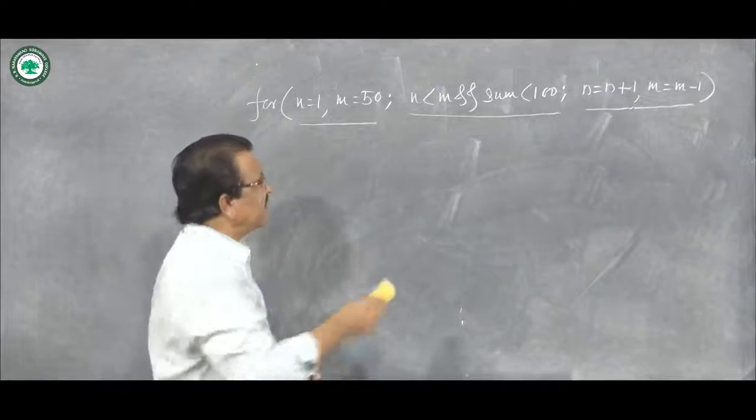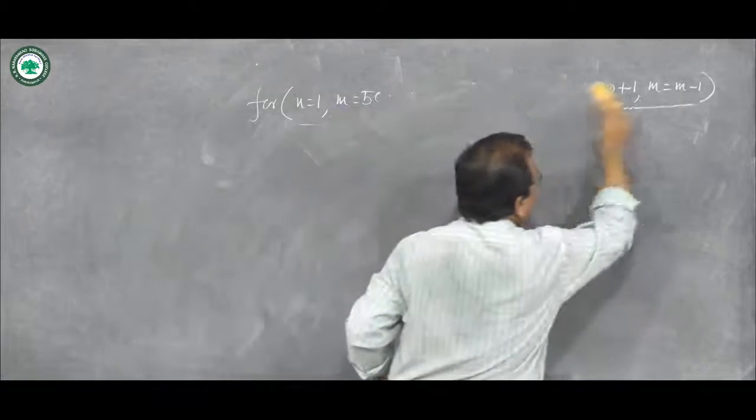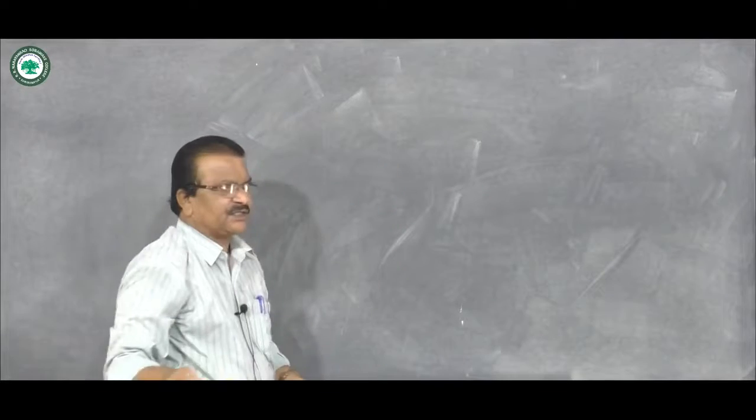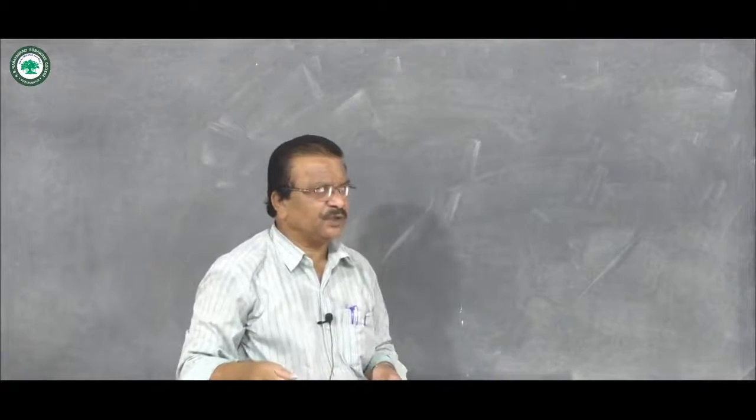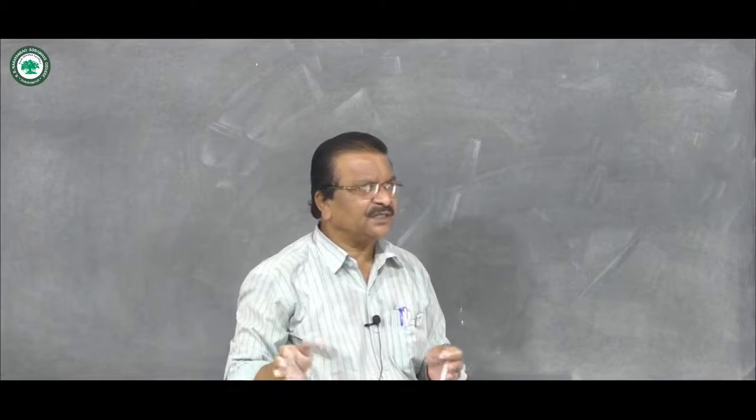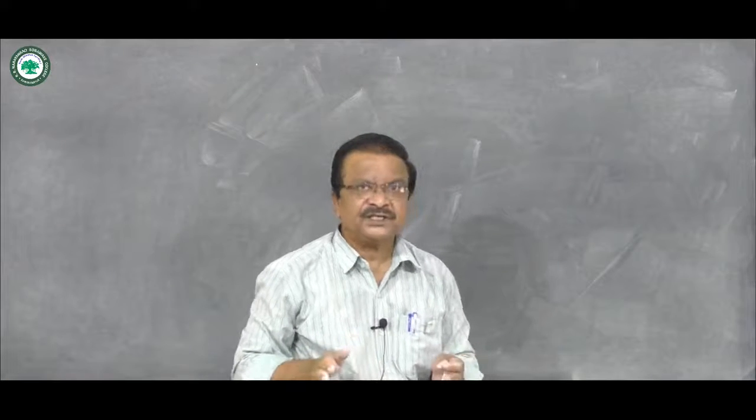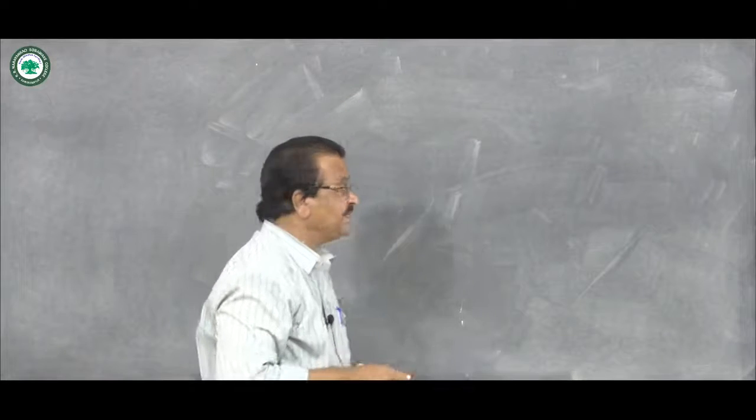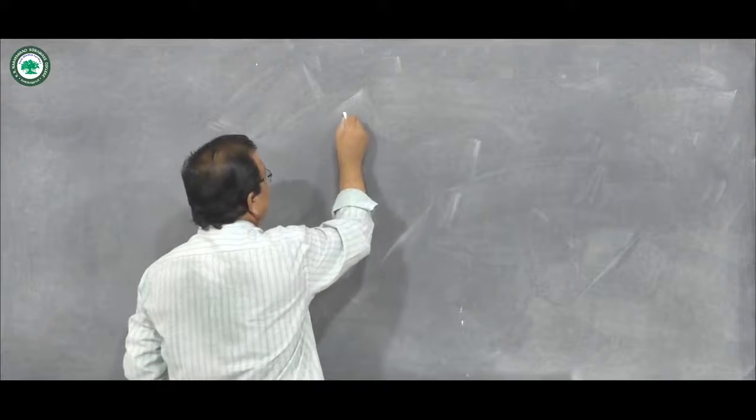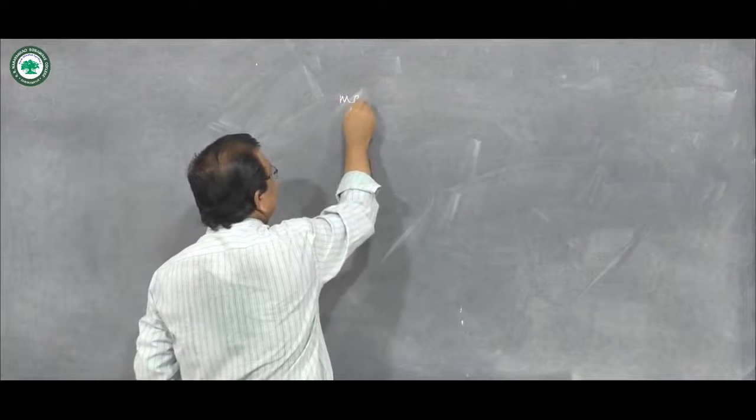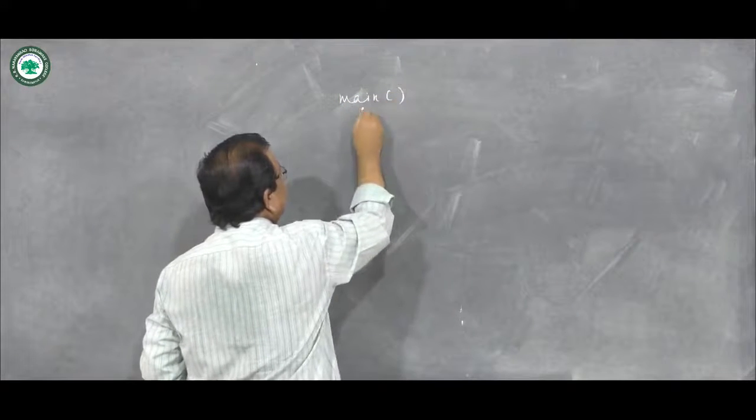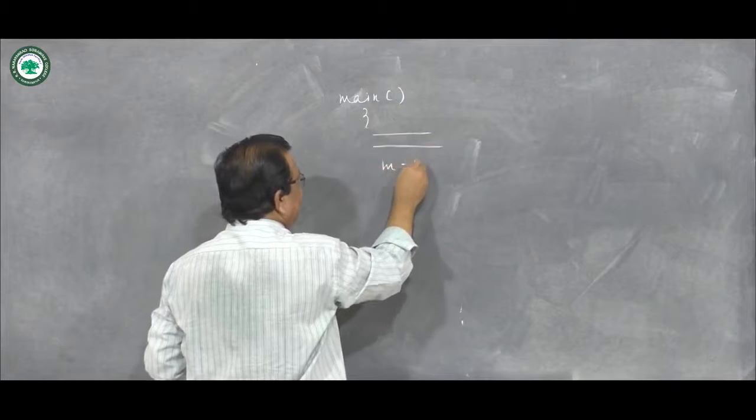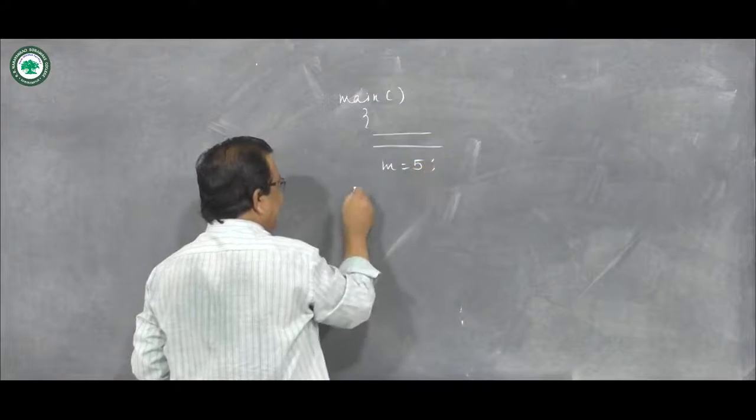Another unique feature of a for loop is that among these three sections, expression 1, expression 2, expression 3, more than one section can be omitted if necessary. Here is an example. So here is the program segment. Here are a few C statements. Here I am writing m equal to 5. Then I am writing for.